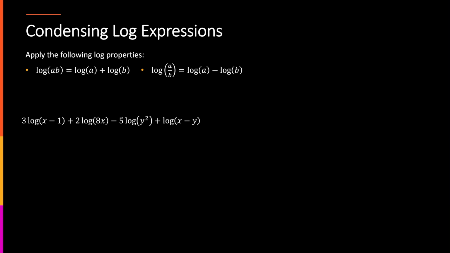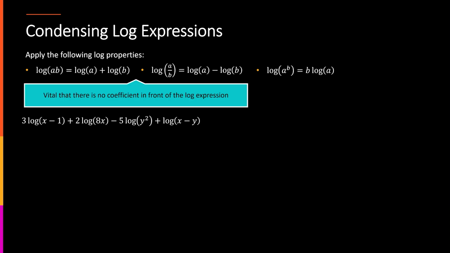I have that log of the division is the difference. And I have that log of a to the b is b times log of a. But there's one thing that's really easy to overlook, which is that these first two, the product and the division, don't have any coefficients in front, okay? So it turns out that that's actually vital. You can't do anything if you have a coefficient in front.